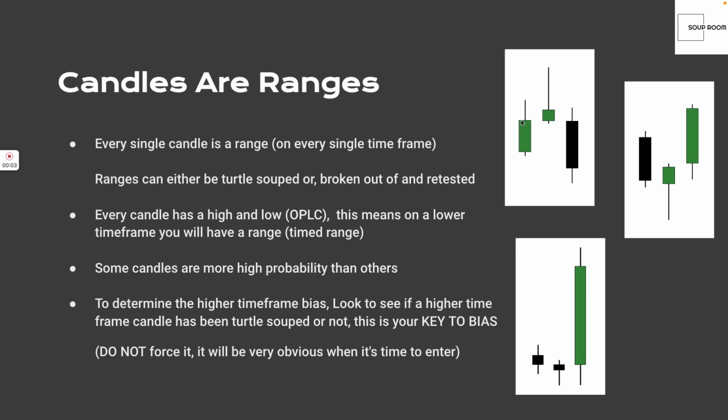This is the most important thing to understand. A close above a candle's high is bullish. A wick above a candle's high is bearish. Vice versa if you're bullish. So a wick below a candle's low is bullish, and a close below a candle's low is bearish.